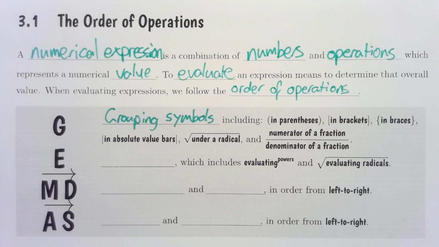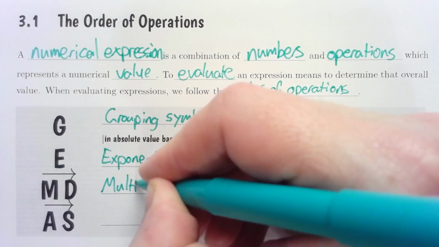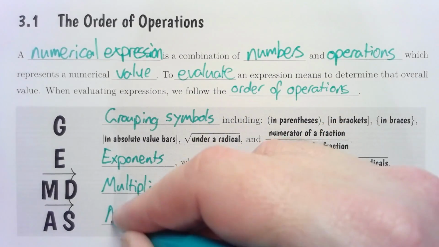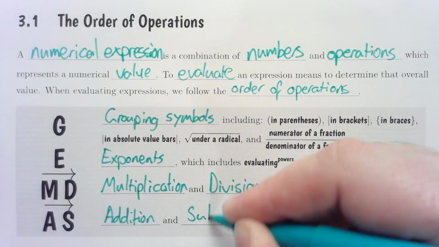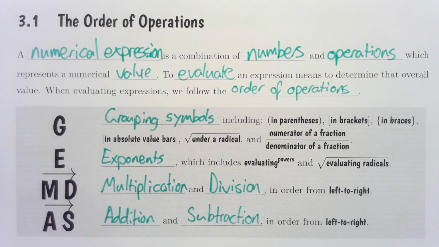The following letters in GEMDAS are E for exponents, M for multiplication and D for division, and A for addition and S for subtraction. Notice with the way we've written it here that M and D are in the same level and A and S are in the same level. We don't do multiplication before division or addition before subtraction. These are always done within the same step, working from left to right.